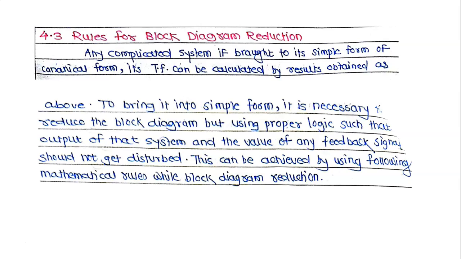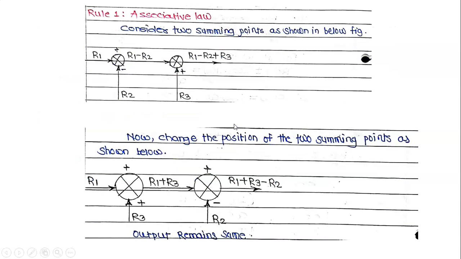To bring it into simple form, it is necessary to reduce the block diagram, but using proper logic such that the output of that system and the value of any feedback signal should not get disturbed. This can be achieved by using the following mathematical rules while reducing the block diagram. Now, rule number 1, associative law.